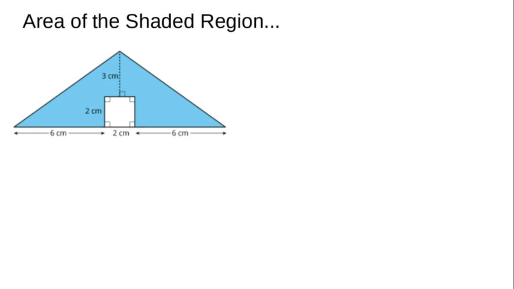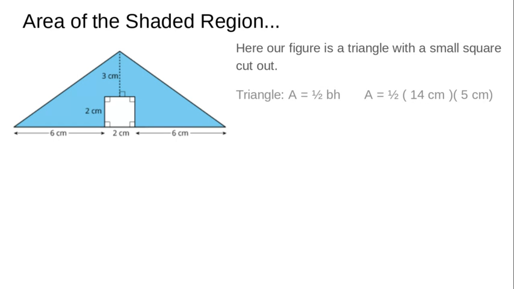One more. Here our large shape is a triangle, so we're going to start with the triangle. The base of the triangle will be 14. 6 plus 2 plus 6, that whole length. The height of the triangle will be the height of this square, which is 2, plus the additional 3 centimeters. So that's a 5 centimeter distance. So 14 times 5 is 70, and then half of that is 35.